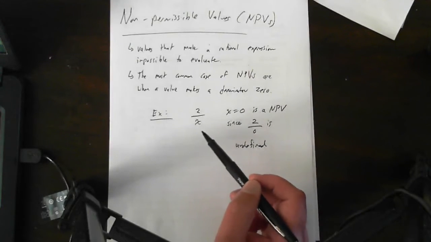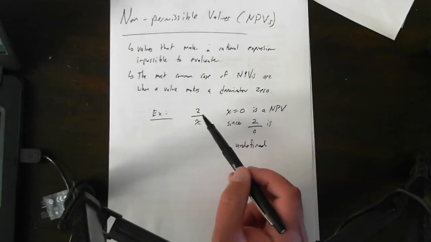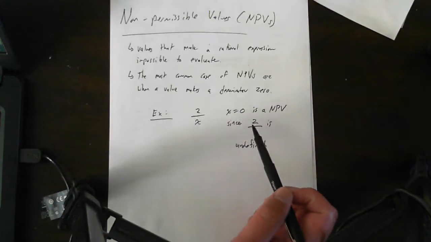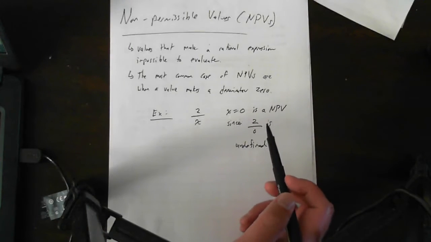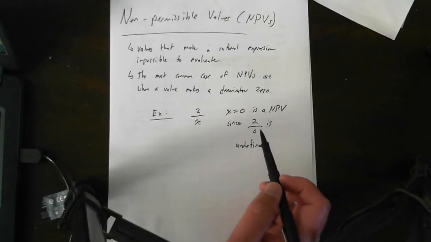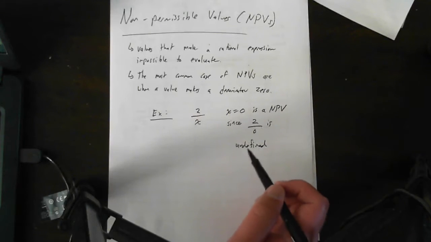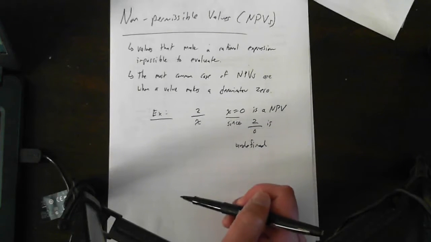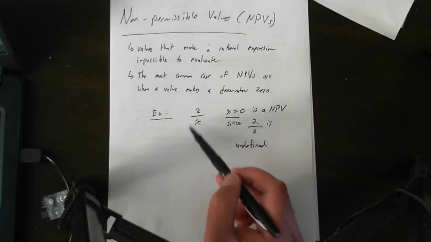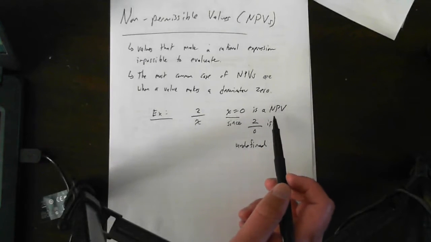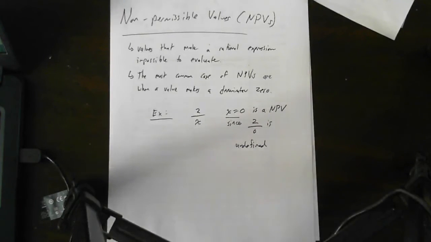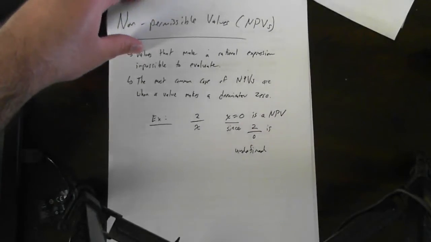Here's an example to show what I mean. So if I have 2 over x, if you think about it for a second, if this x is equal to 0, then what I've got is 2 over 0. Of course, if I try dividing 2 by 0, well, I can't do that, right? It's undefined. It's impossible to evaluate. So that means that x equals 0 would be called a non-permissible value for this expression. Non-permissible means not allowed, so it's not allowed to be put in for this expression because it makes it impossible to evaluate.